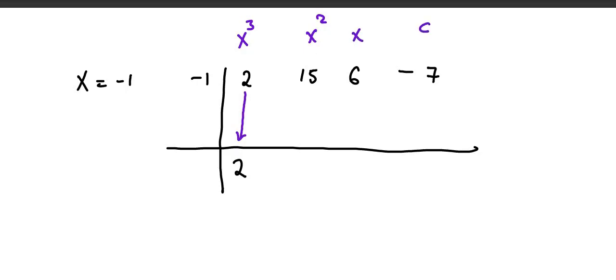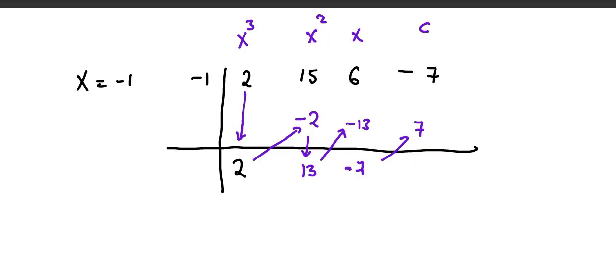So negative 1 times 2 gives us a negative 2. We add this, and we simply get 13. Then we have negative 13 when you multiply negative 1 by 13, right? So when you multiply by this, you put the number there, you add, then again we multiply by negative 1. Then here when we add, we should get a negative 7. Then this will simply give us a 7.